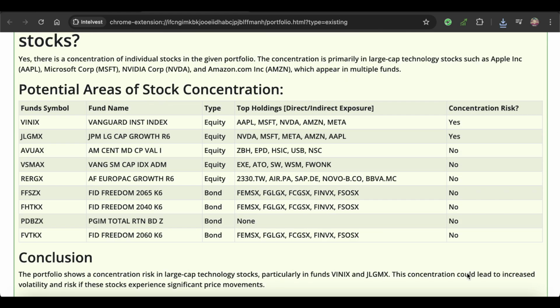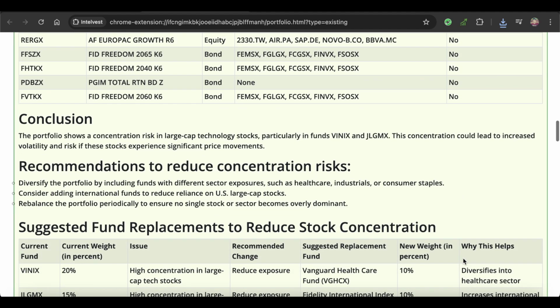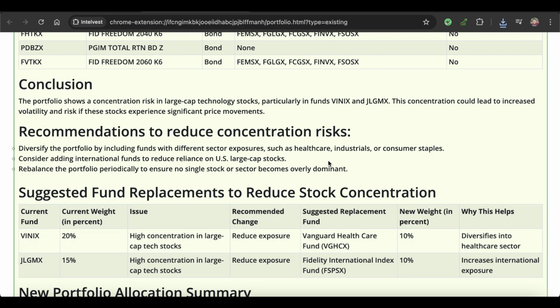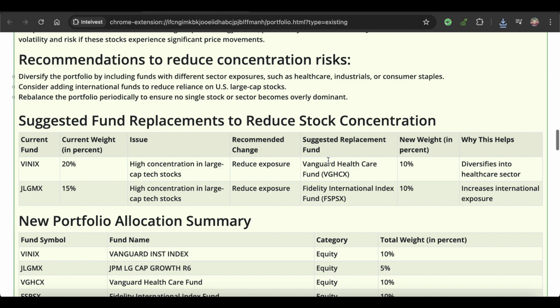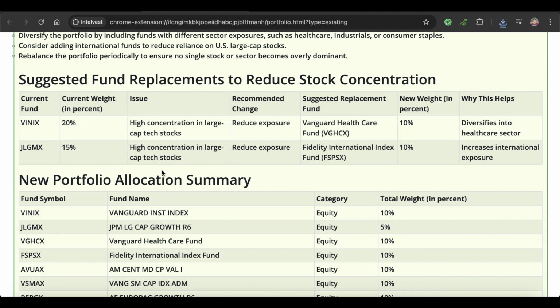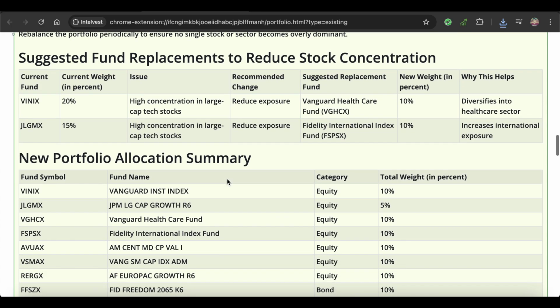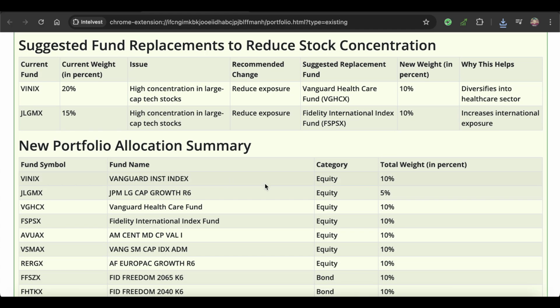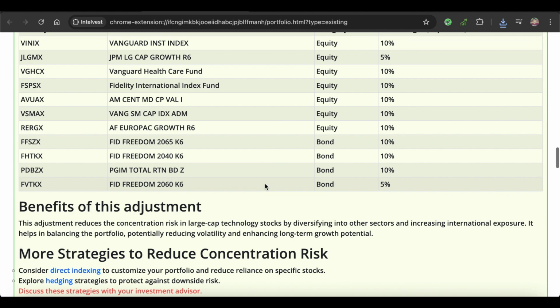But we don't just point out the risks, we provide data-backed recommendations to manage and reduce them. You might see suggestions like diversifying into alternative funds, or reducing overexposed assets and reallocating to stabilize performance. You'll also receive a new allocation summary, a reimagined version of your portfolio, accompanied by clear explanations of how the changes can benefit you by balancing growth and risk.